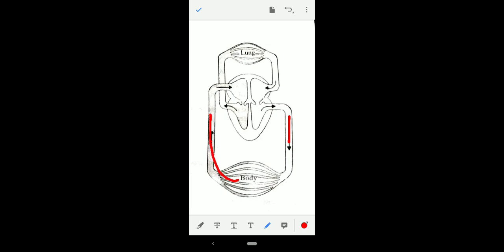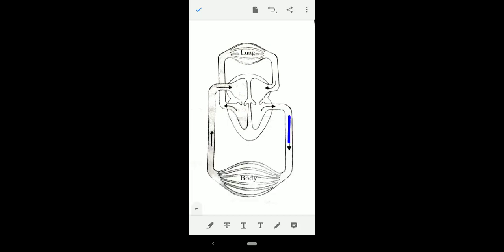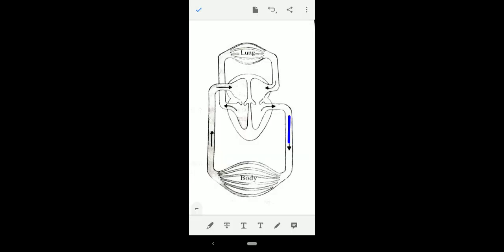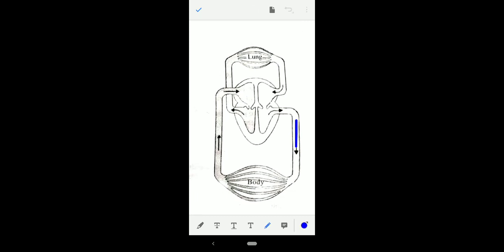First, deoxygenated blood enters into the heart from the body via vena cava. Deoxygenated blood enters into the right auricle. From the right auricle it enters into the right ventricle, and from the right ventricle it goes to the lungs.